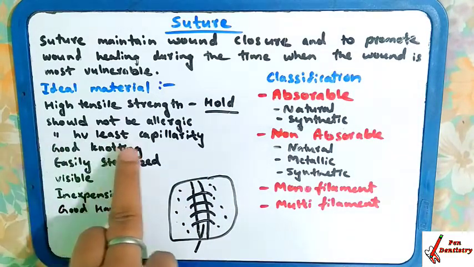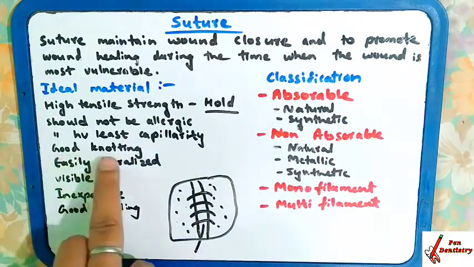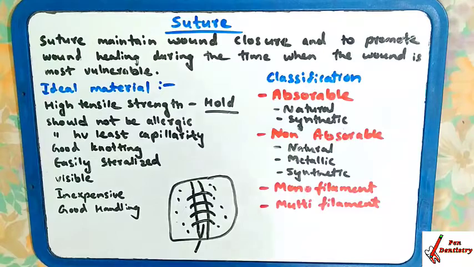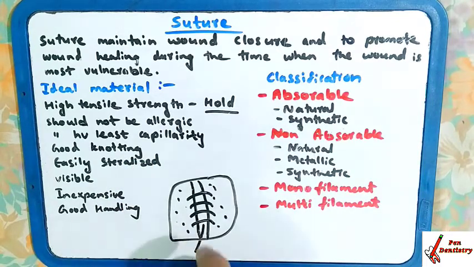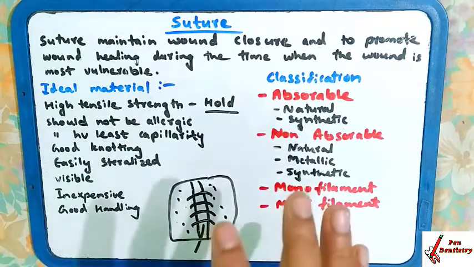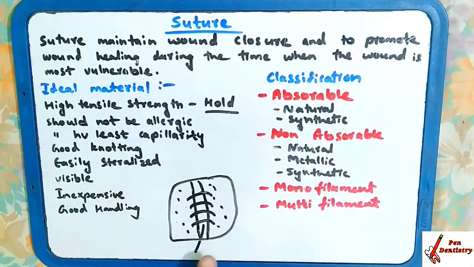It should have a good knotting property. Good knotting means when you are tying a suture, it should be knotted very easily and properly. The knot should not come out easily, or get open easily. It should be sterilizable, so that you can easily sterilize it. It should be visible in the cavity, if you are using it after extraction or doing a surgical process, visible with your naked eyes.